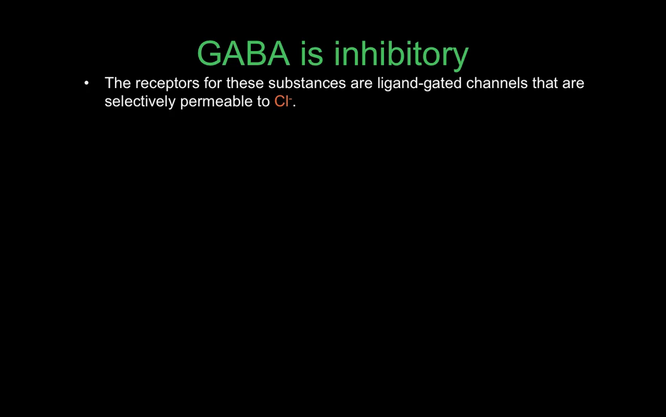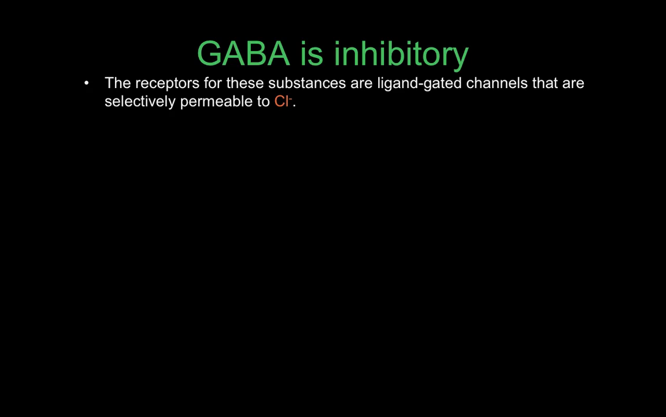Alright? So yeah, the receptors for these substances, so in other words, the GABA receptor on the post-synaptic cell, are ligand-gated channels that are selectively permeable to Cl- chloride ions. So in other words, when GABA binds to the receptor on the postsynaptic cell, these ligand-gated chloride channels open, and chloride ions, Cl- ions, come in.